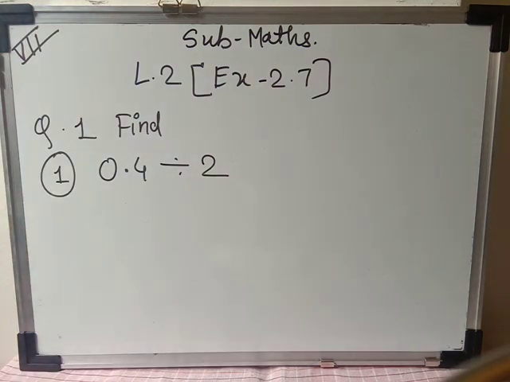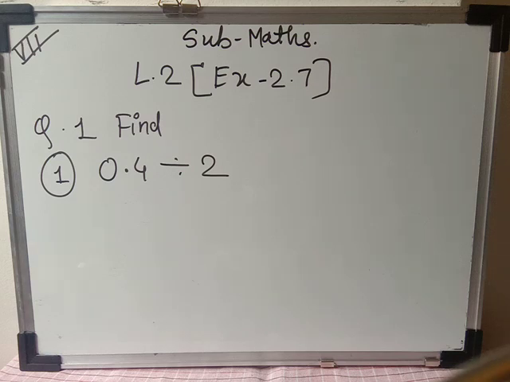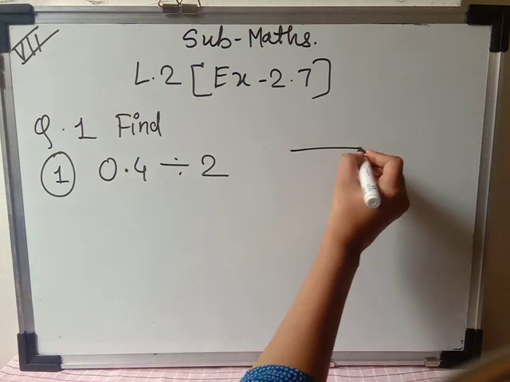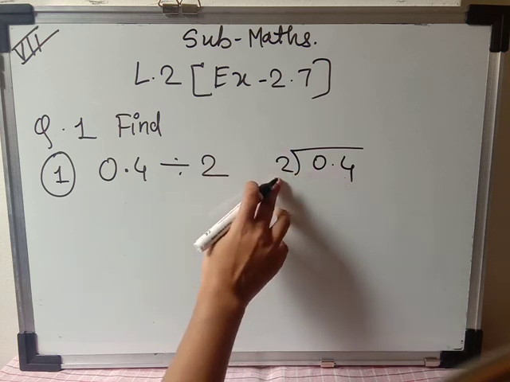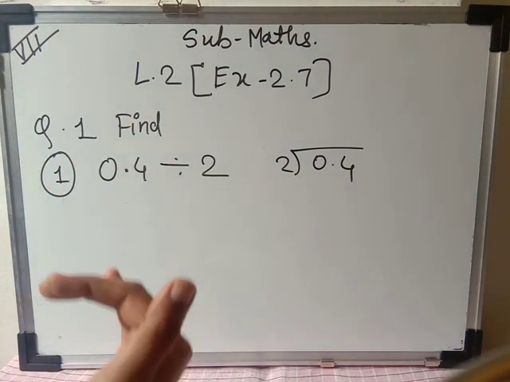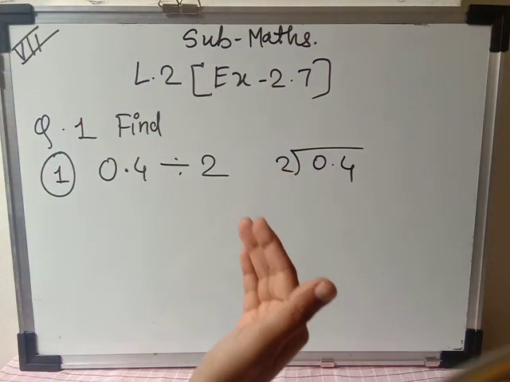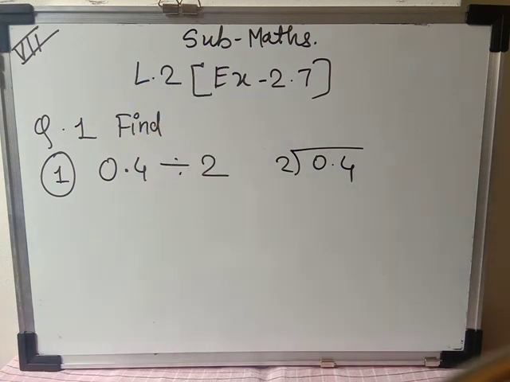So the first question of this exercise is question number 1, find, and example 1 is 0.4 divided by 2. Now students, in the last session I told you we can divide the decimal in the traditional way. Like, suppose the number is 0.4, we can directly divide this decimal number by 2. But we have learned how to divide numbers with the help of the reciprocal, meaning we take the reciprocal of the number on the right side of the division sign, and then we do the multiplication.